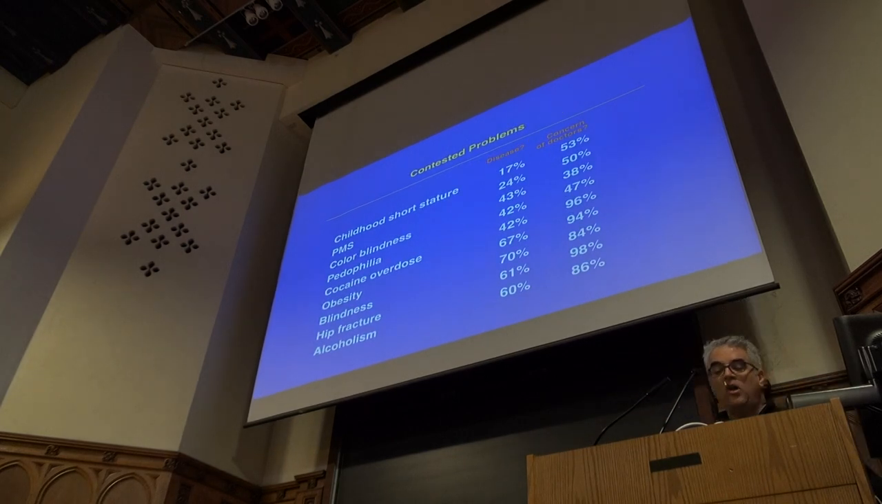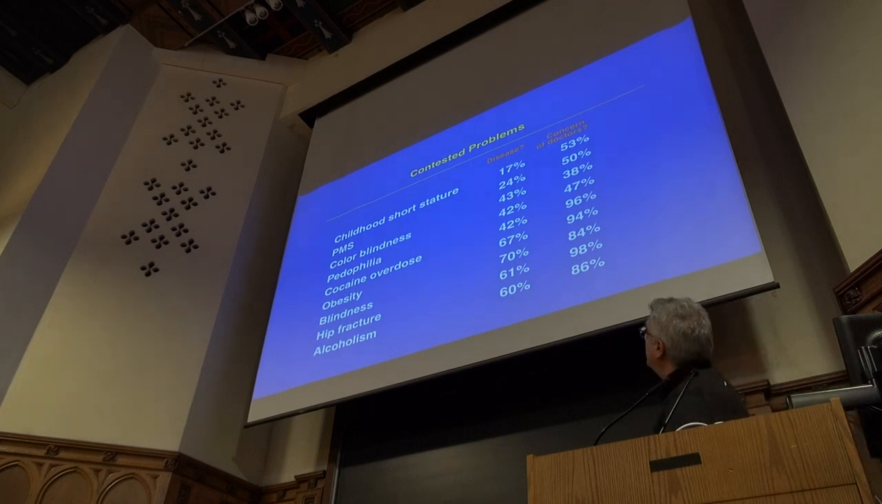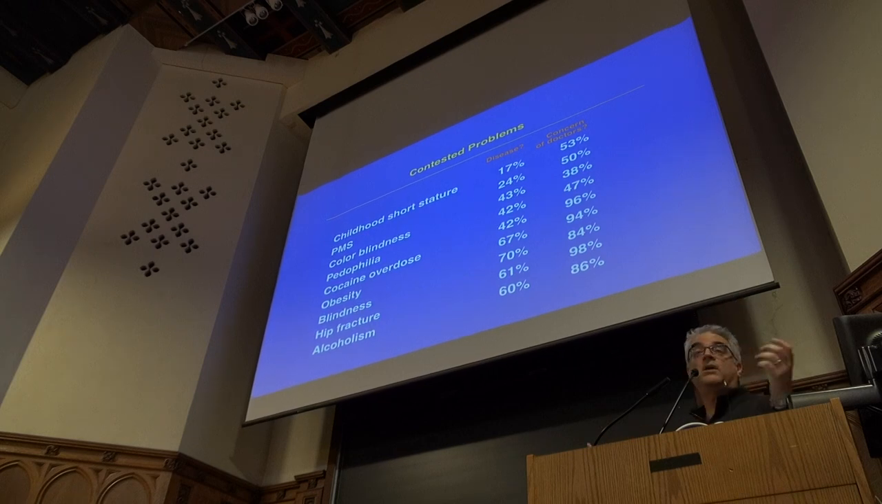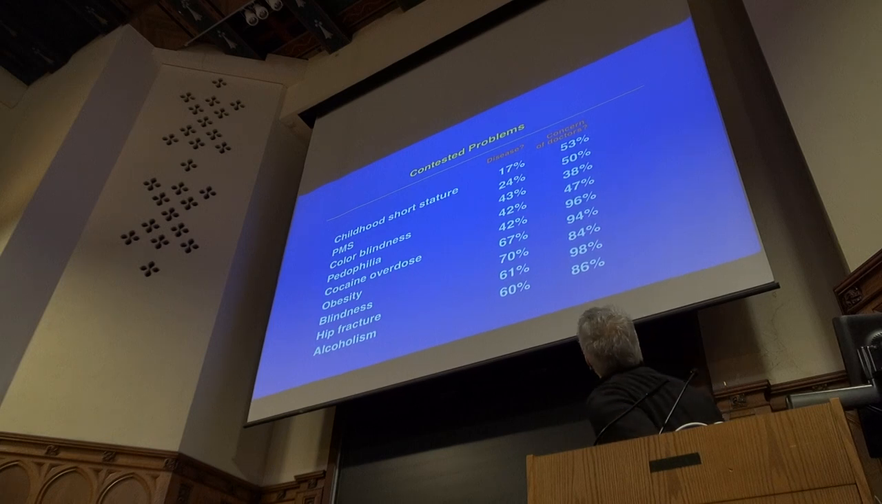And you guys were all over the map in your perceptions about what constituted disease and needed the attention of doctors. So short stature in childhood, 17% of you thought short kids had a disease. 53% thought doctors should do something about it. PMS, we already discussed. Colorblindness, 43% thought it was a disease. Many people are born colorblind. By the adaptive standard, they have no problem. You guys label it a disease. 38% think it's a concern of doctors.